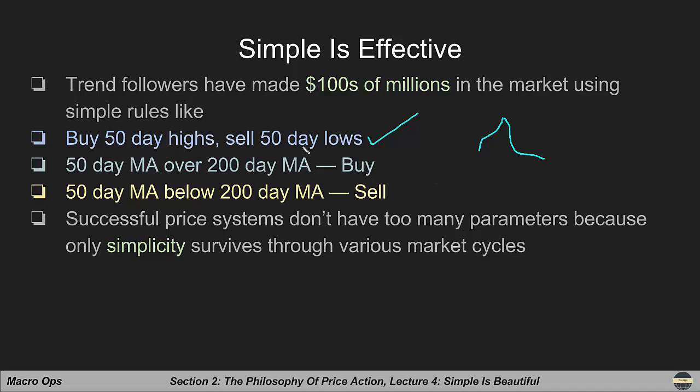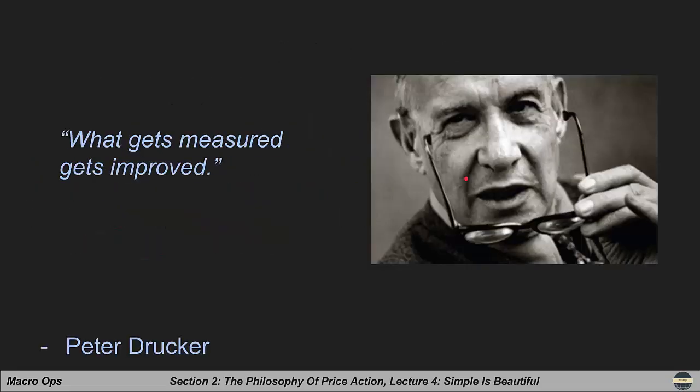Not these exact parameters, but very similar to the stuff that Ed Seykota and the guys at Commodities Corp were trading. Another one: 50-day MA over 200-day MA, buy; 50-day MA below 200-day MA, sell. So this classic moving average crossover rule has been used as a rule to develop very robust trend following systems. So successful price systems don't have to have all these parameters. They can literally be written down on a napkin, and the simplicity of them allows them to survive through all the volatility and stress of changing market cycles.